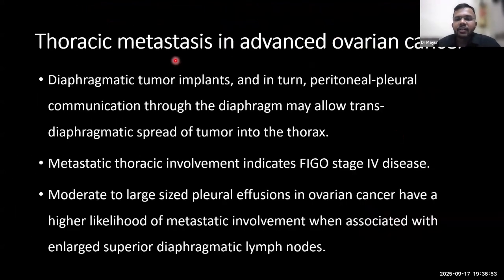Thoracic metastasis in advanced ovarian tumors. Diaphragmatic tumor implants cause pleuroperitoneal communication and allow transdiaphragmatic spread of disease into the thorax. Metastatic thoracic involvement is FIGO stage 4 disease.